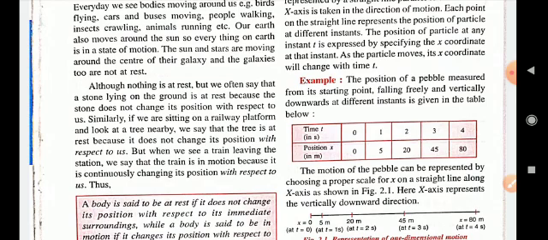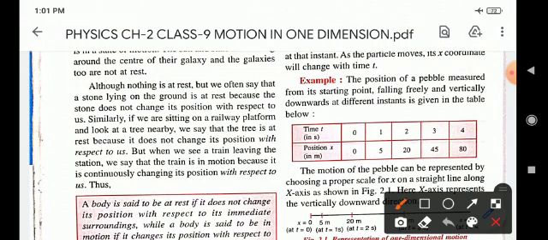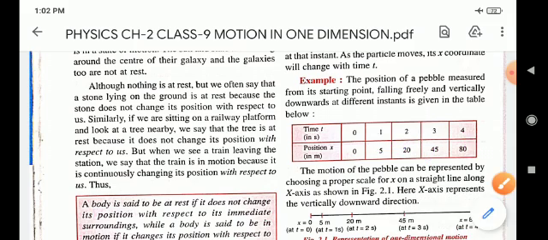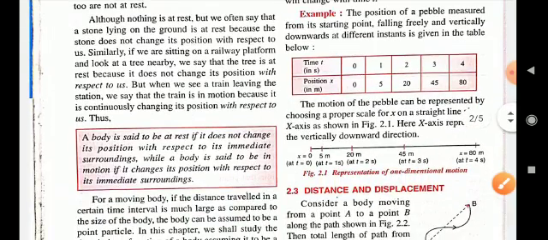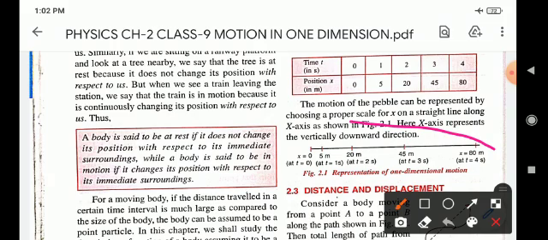Example: the position of a pebble measured from its starting point, falling freely and vertically downwards at different instants, is given in the table. If time is 0, then position is 0. If time is 1, position is 5. If time is 2, position is 20. If time is 3, position is 45. If time is 4, position is 80. It is given in this diagram.